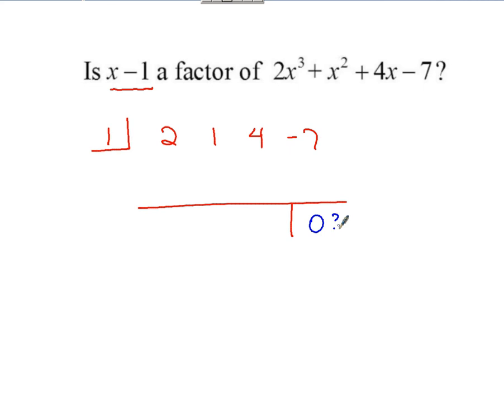So doing the synthetic division, bring down the 2. Multiply back to the box with that 1, get 2. Add through the next column, get 3. Multiply back to the box, get 3. Add through, get 7. Multiply back to the box, get 7. Add through, get 0, which is what we were looking for. Is x minus 1 a factor of this polynomial? Yes, it is, because the remainder is 0.